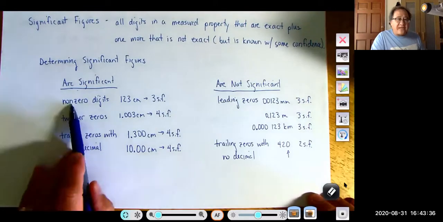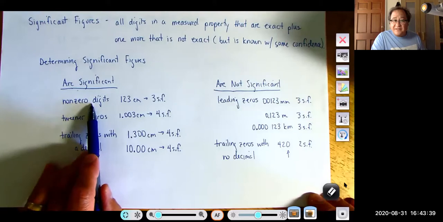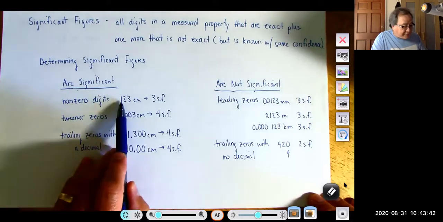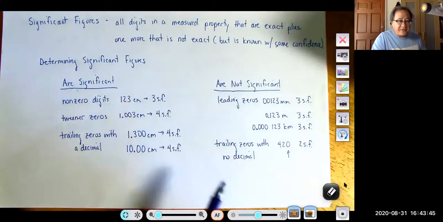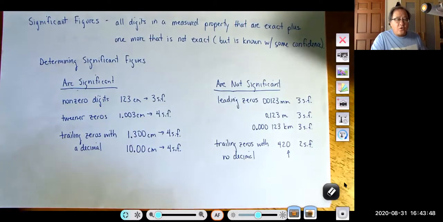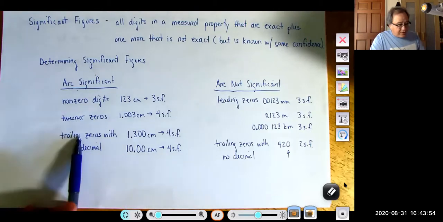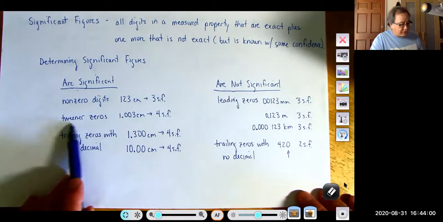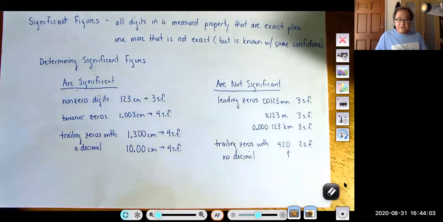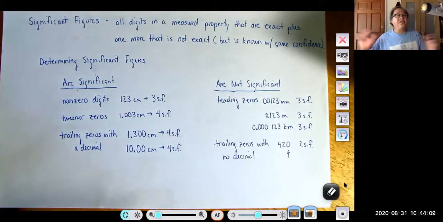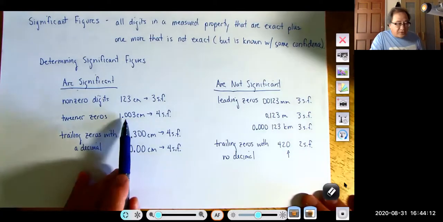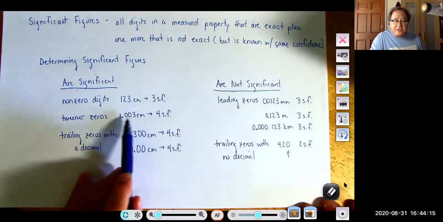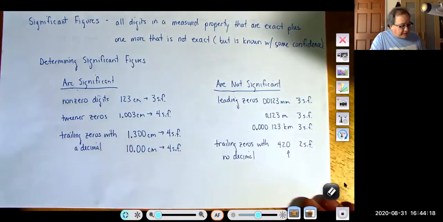So the first rule is that non-zero digits are significant. So this 1 is significant, this 2 is significant, and this 3 is significant. 3 significant figures. That is the only rule for digits that are not 0. And then we have 1, 2, 3, 4 rules for digits that are zeros. So here, tweener zeros are significant. A tweener zero is a zero where there's a non-zero to the left and a non-zero to the right. Not necessarily adjacent to, but somewhere to the left and right. So these two zeros count because they have non-zeros to the left and right. So this has 4 significant figures.